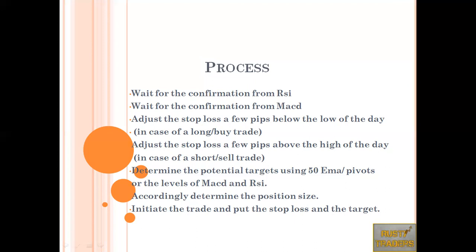How many pips you have is totally dependent on you, as to what kind of risk management or what amount of hit you can take. So it varies from trader to trader. Once you have that in place, you determine the potential targets using the 50 DEMA, which is the exponential moving average. You can also make use of pivots or the levels of MACD and RSI, which are basically the reversal points. Using this, you can determine where you can potentially exit.